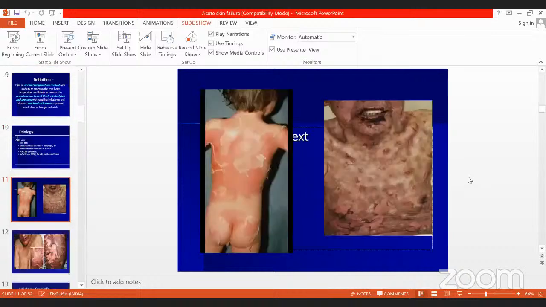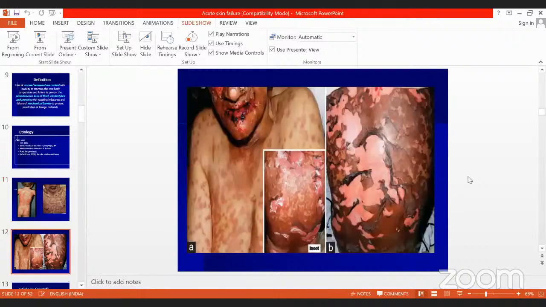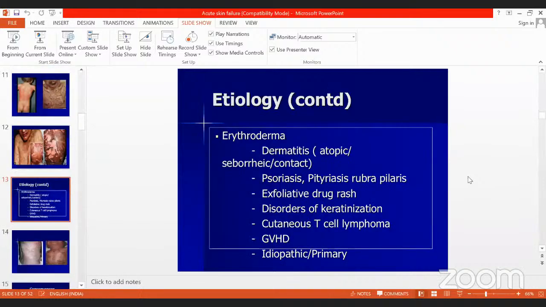The second group of conditions, these are examples. The one on the left you see is a young baby who's got staphylococcal scalded skin syndrome, and the one on the right is a patient with pemphigus with skin loss. Again, patients with extensive loss of skin. And you can see here on the right side, a patient with toxic epidermal necrolysis with large sheets of skin peeling off.